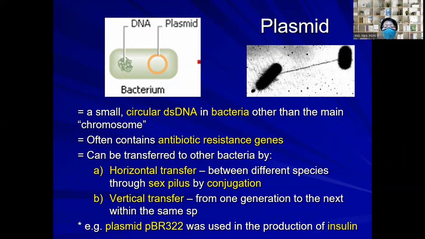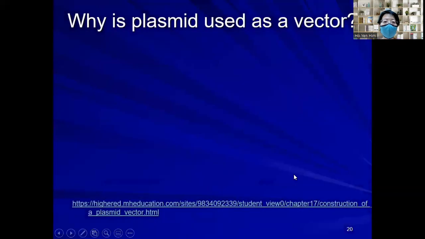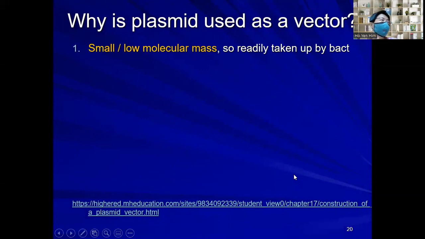Okay, after saying so much about plasmids, let us look at one example of a plasmid that's been used in genetic engineering to produce insulin. This plasmid is called plasmid pBR322. It's just a name given to it. Like your car, this is Proton Saga, this is Proton Viva, this is Toyota Corolla, this is the latest Toyota Corolla Cross, right? So this is just a name given to the plasmid. It was used in the production of insulin. I will show you the plasmid later on.